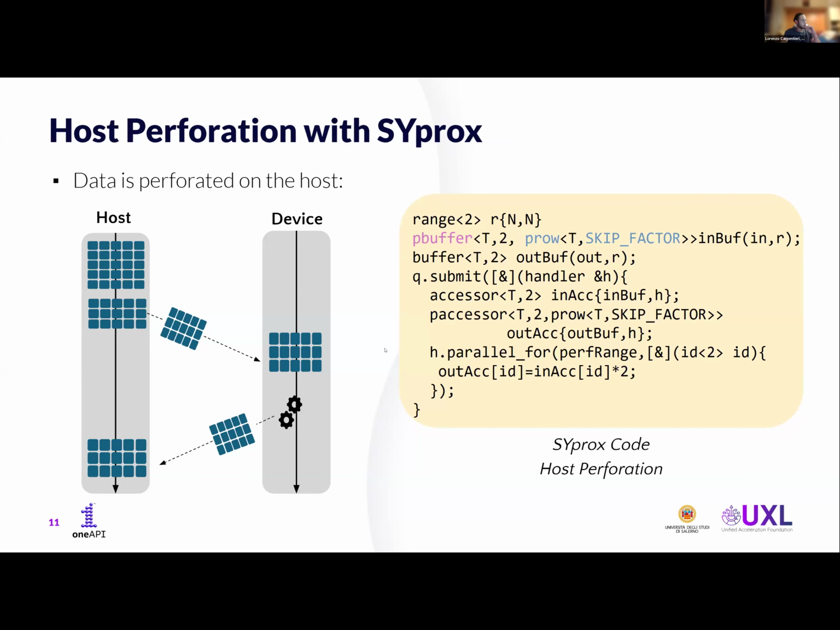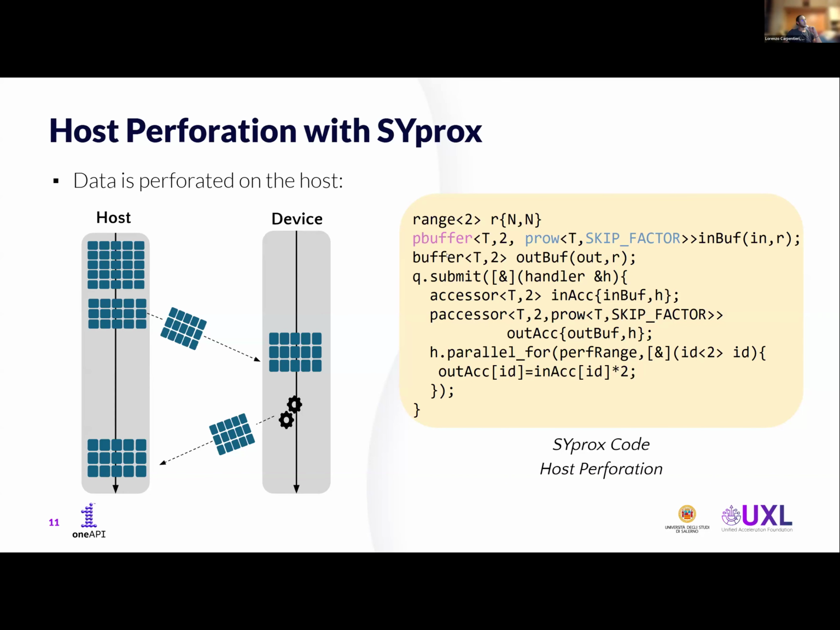The second approach to perforation is the host perforation. This is the novel approach where we perforate the data before sending it to the device. So we start with some input, then we perforate on the host, and then we send the data from the host to the device. In this way, we are reducing the amount of data transfer, and most of the time we increase the performance of our application a lot, because most of the time is spent in the data transfer instead of computation on the GPU.